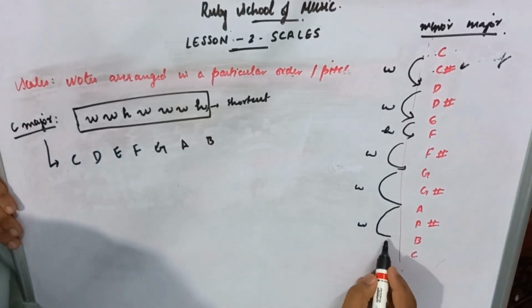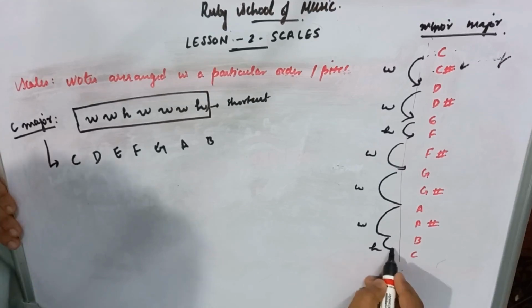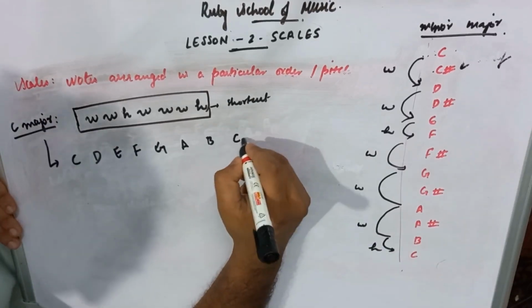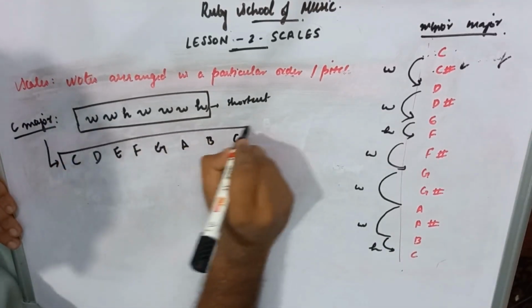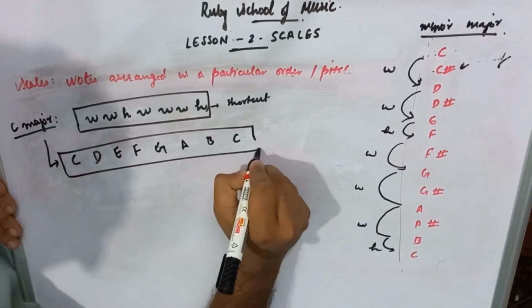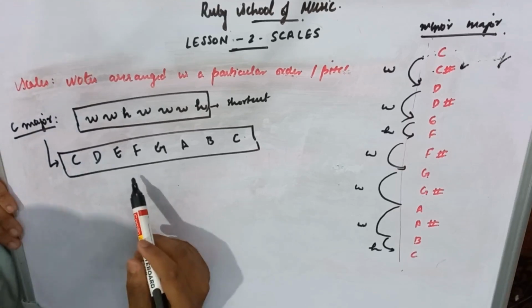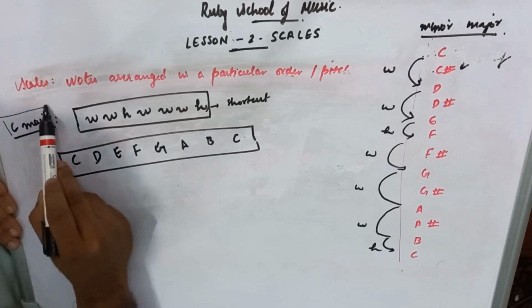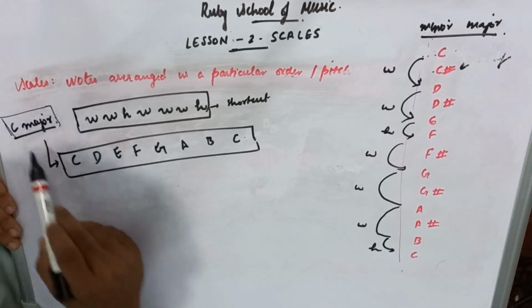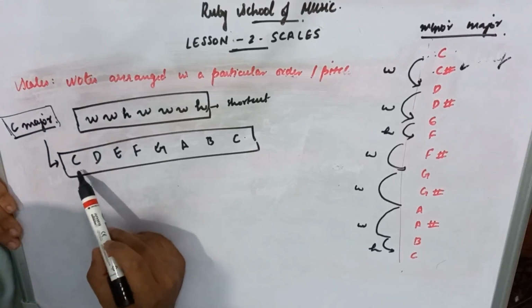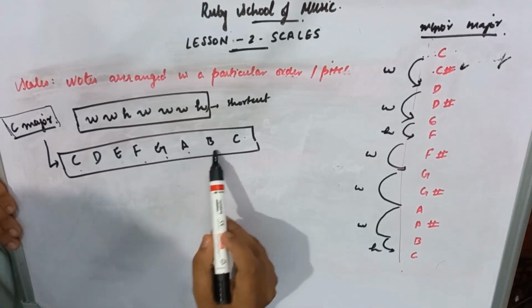Then a half step, B to C. So these are the notes of a C major scale. And you remember me explaining this as the basic notes, right? So C major is a standard set of notes. Okay, so what are the notes of C major? C, D, E, F, G, A, B, C.